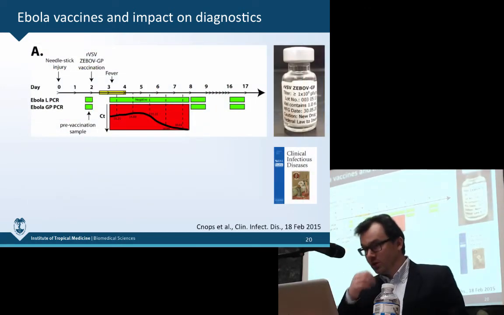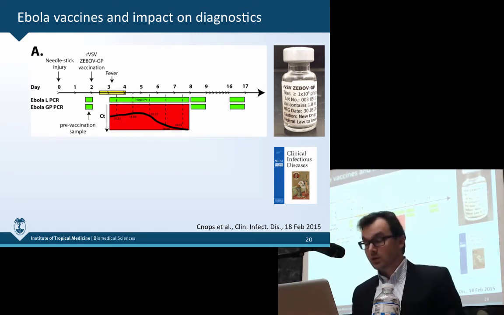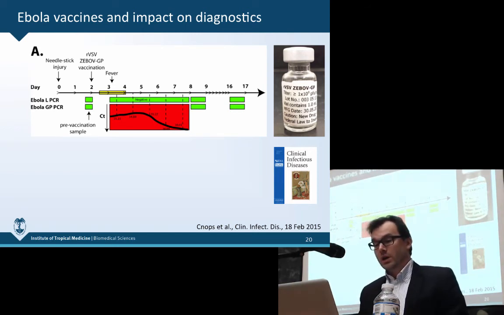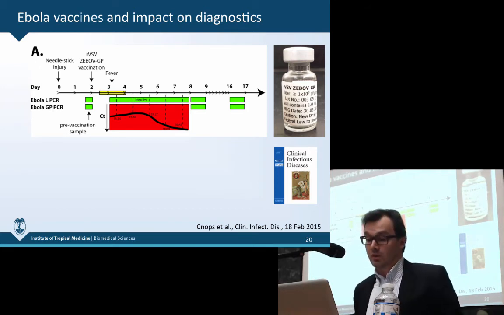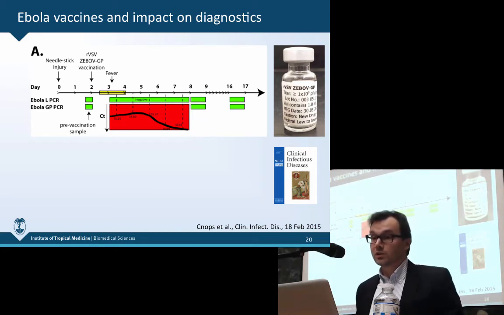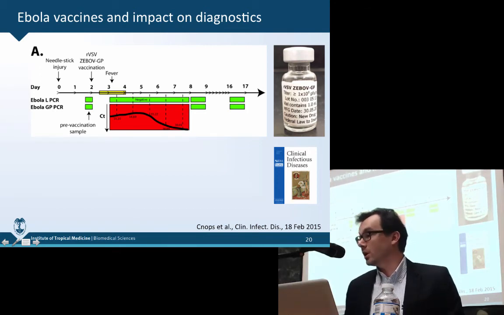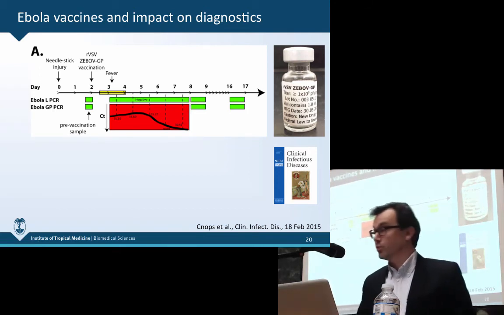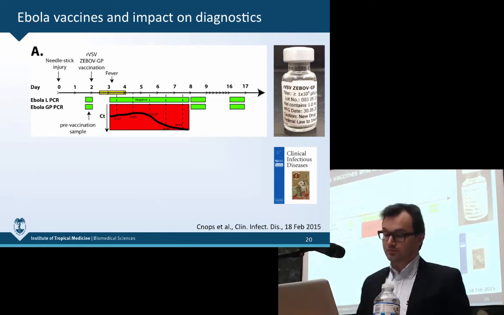Why do I do this introduction? Because I wanted to tell you about an interesting case that we had here in Belgium in December last year. We had a medical doctor returning from an MSF treatment center in Liberia, Monrovia, after a needle stick injury. And she was hospitalized at the Saint-Pierre Hospital here in Brussels. And 36 hours after the needle stick injury, she received this recombinant VSV glycoprotein vaccine as post-exposure prophylaxis.